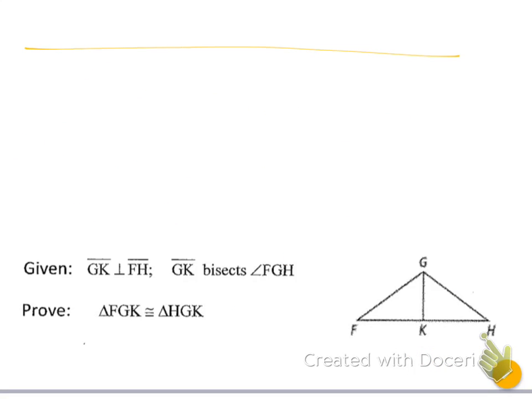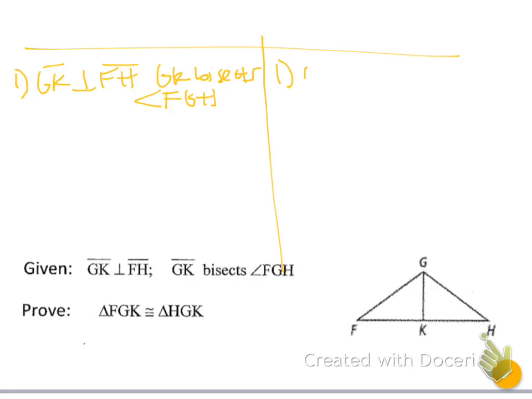Okay, so we always start with our given. So GK is perpendicular to FH. Remember, that means perpendicular. And GK bisects angle FGH. Okay, my reason is always the given. So you should be able to get the first two because they're given. So GK is perpendicular to FH and GK bisects angle FGH.